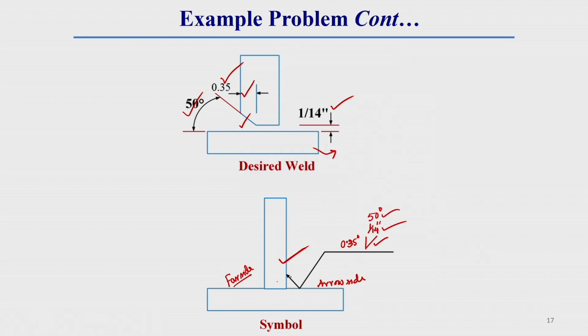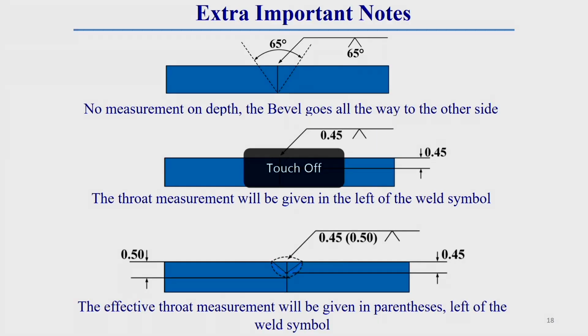So, seeing this broken arrow symbol, we can easily do the edge preparation that is needed on this side. If this information is given in a weld symbol, seeing this information, we can easily perform the required edge preparation once we know the details of the welding symbol. Now, some other information we should also know.